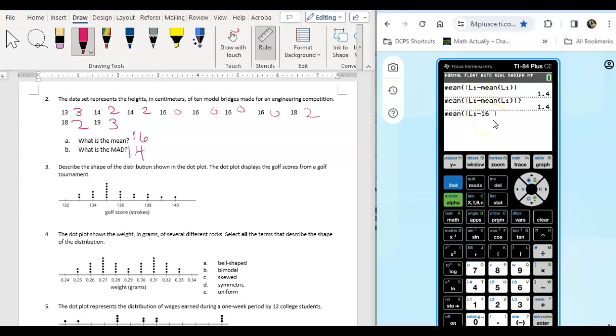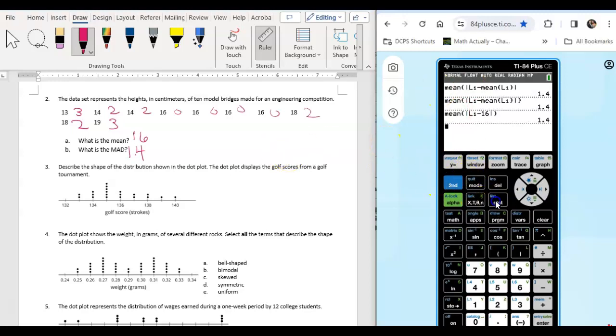Oh no, you can still do that. Okay. And then let's see, this should work. Yeah, we get the same thing, right? Because 16 is the average of it. So we're subtracting each value minus 16, getting the absolute value, and then taking the average of that, right? And so we get 1.4 again. So that works as well if you know what the mean is. Instead of doing all this mean of L1, you can change it that way. But that's how you use your calculator to find it.